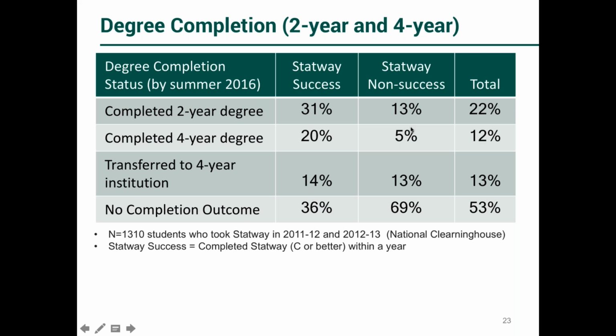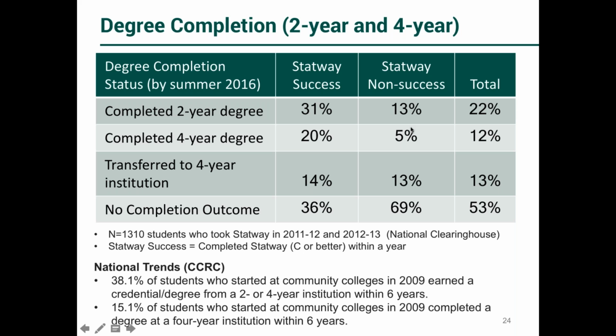And then we also included here the percentage who transferred to 4-year institutions but have not yet completed the 4-year degree. Those percentages are 14 and 13 respectively for success and non-success. The last row here refers to those students who have, as of summer 2016, not achieved any of those previous 3 completion outcomes. What we don't have here yet are the propensity score matching analyses to look at comparison, or even a baseline really, yet. But for today, we can look at some national trends just to get a sense of where these students fall. And I hope you can see this.